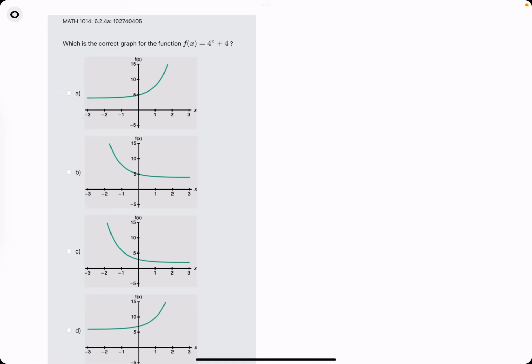Okie dokie. In this problem, they say, which is the correct graph for the function f of x equals 4 to the x plus 4? So the first step I'd probably take is finding the y-intercept of this function. And we do so by plugging in x equals 0. So when we plug in 0, we get 4 to the 0 plus 4.